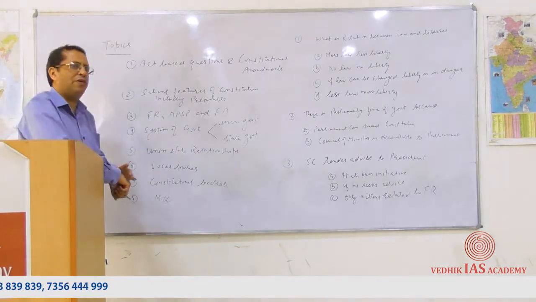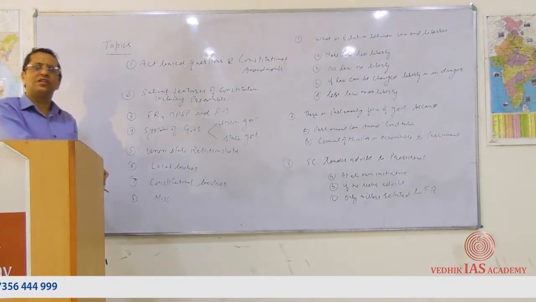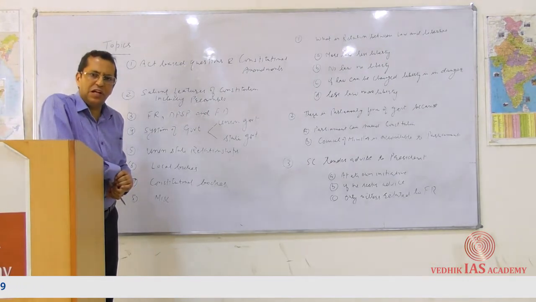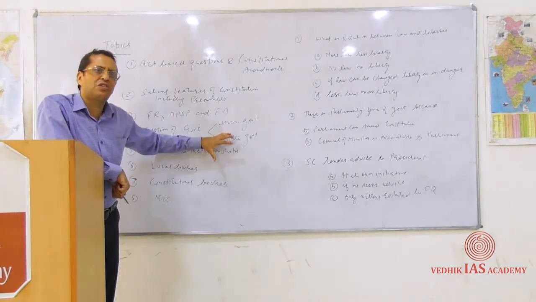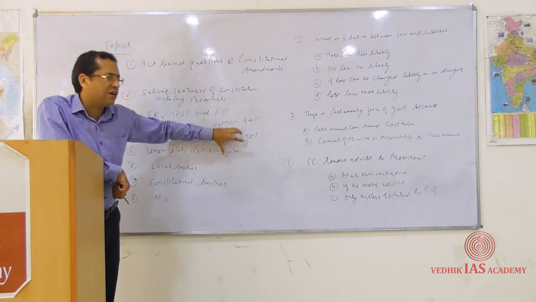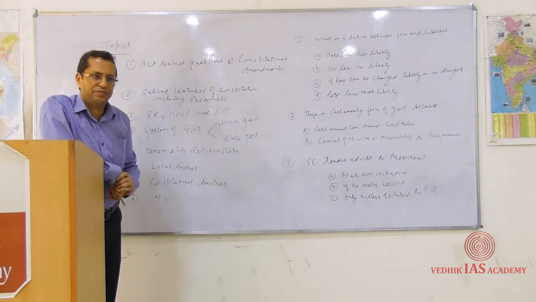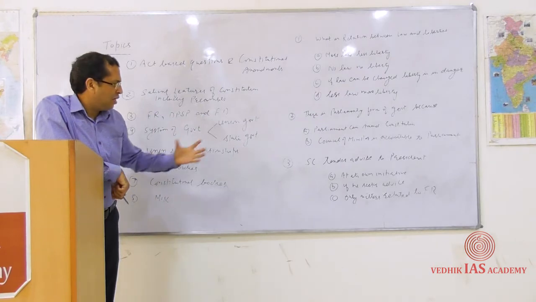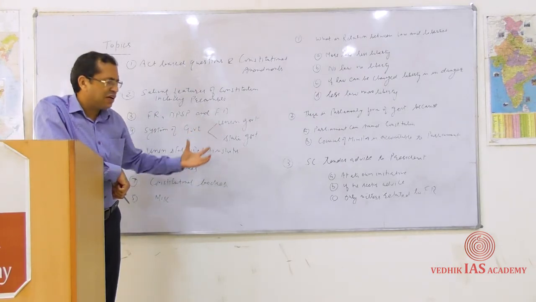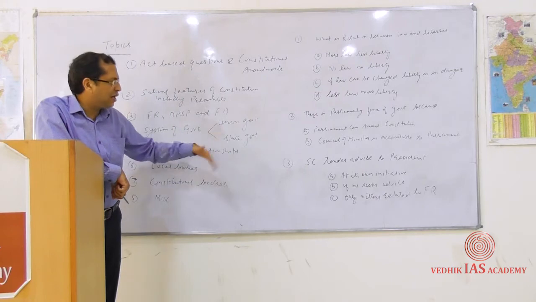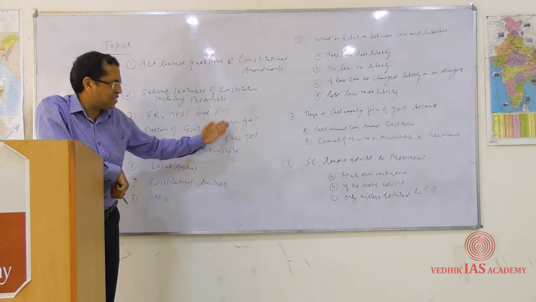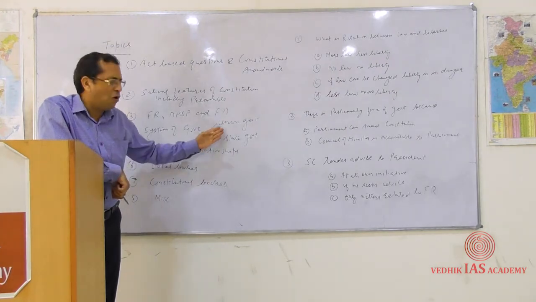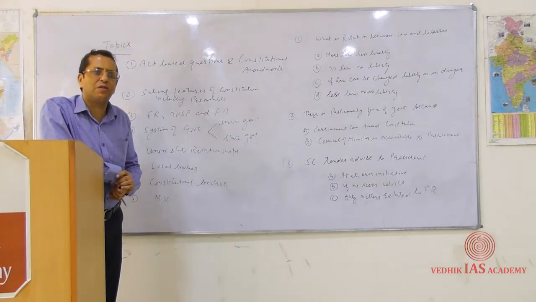Then the system of government. Union government, state government. It includes legislature, executive, and judiciary. It is one of the most important topics in Indian polity. And in the last 10 years, in fact every year, we are getting more and more questions from this topic. In the last 10 years, there were more than 40 questions from this topic.